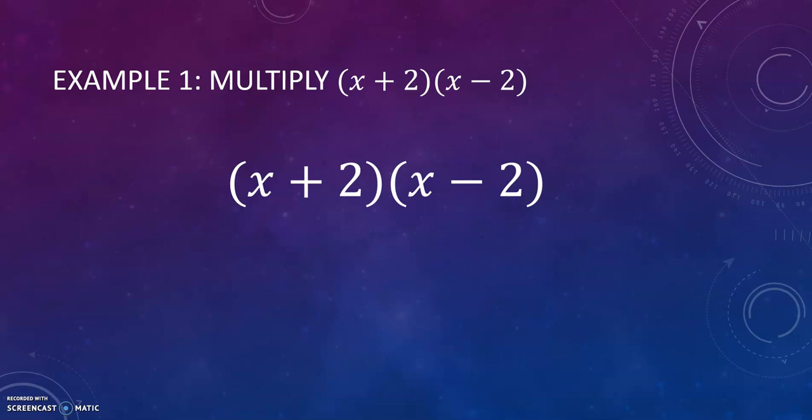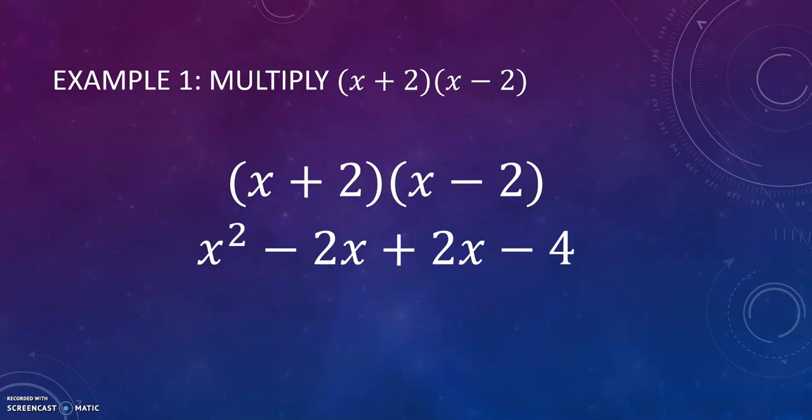X plus 2 times x minus 2 is x squared minus 2x plus 2x minus 4. Minus 2x plus 2x is 0. X squared minus 4.